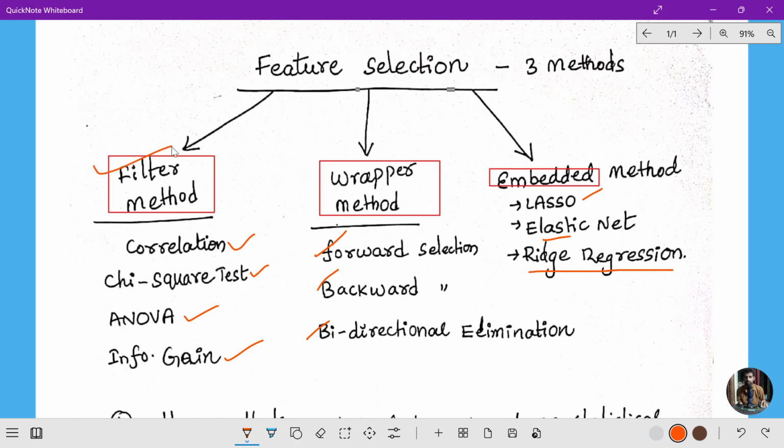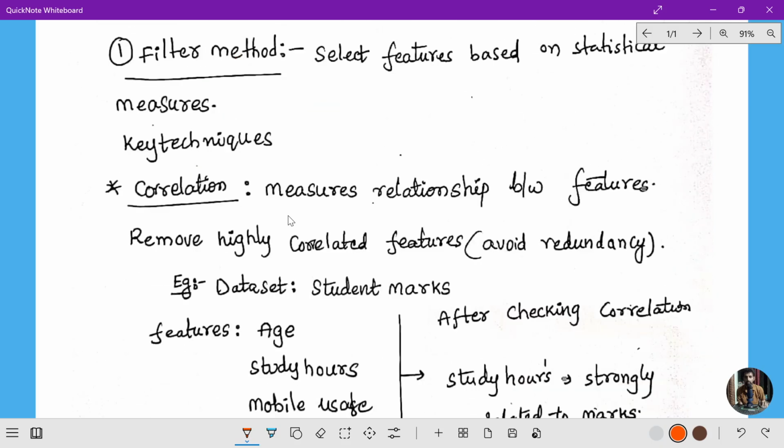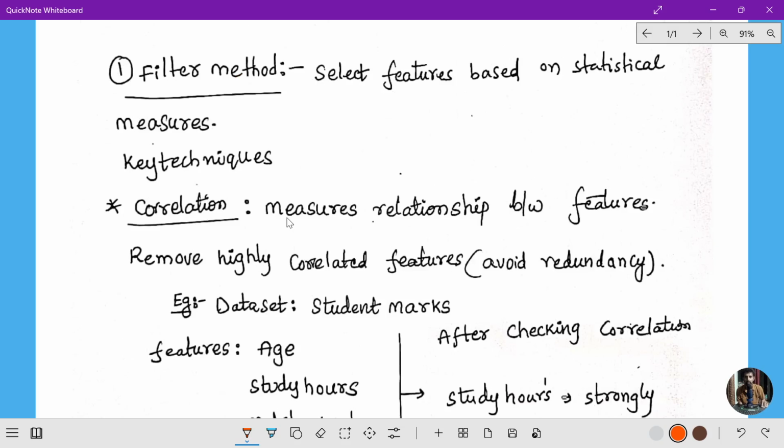First we will go with the filter method. What is the meaning of the filter method? It selects the features based on statistical measures. Very very important. The filter method is nothing but we are going to discuss the statistical measures.